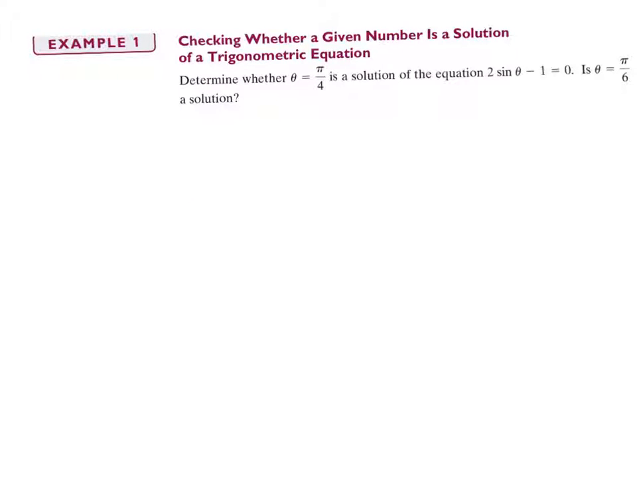Alright, for our first example, it says determine whether pi over 4 is a solution to the equation 2 sine of theta minus 1 is equal to 0. They also ask, is pi over 6 a solution?